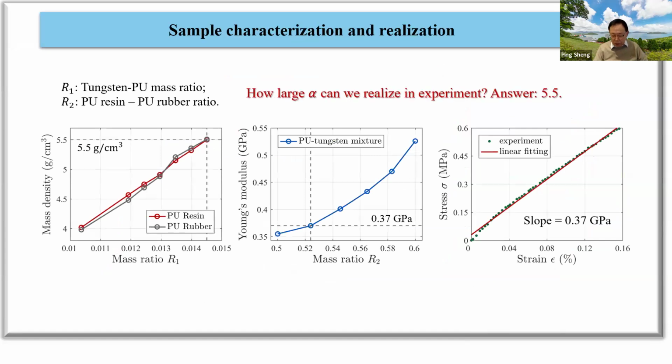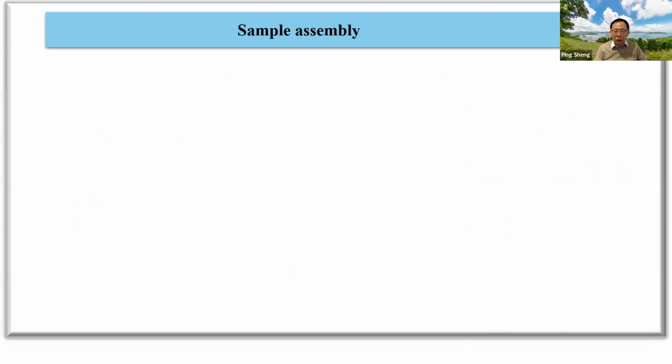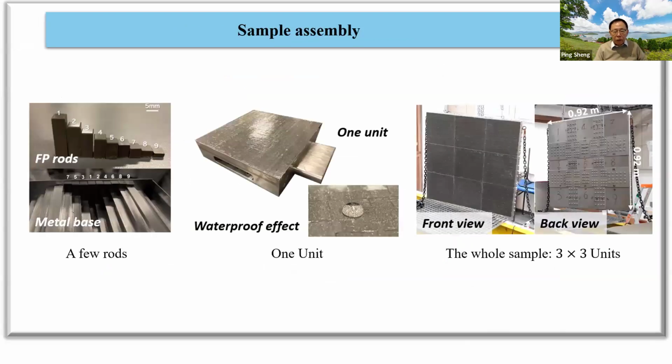here we just want to show you that one can tune the bulk modulus, the Young's modulus in here, and the mass density, separately. And here is the sample assembly, and the whole sample is nearly 1 meter by 1 meter, 0.92 meters.